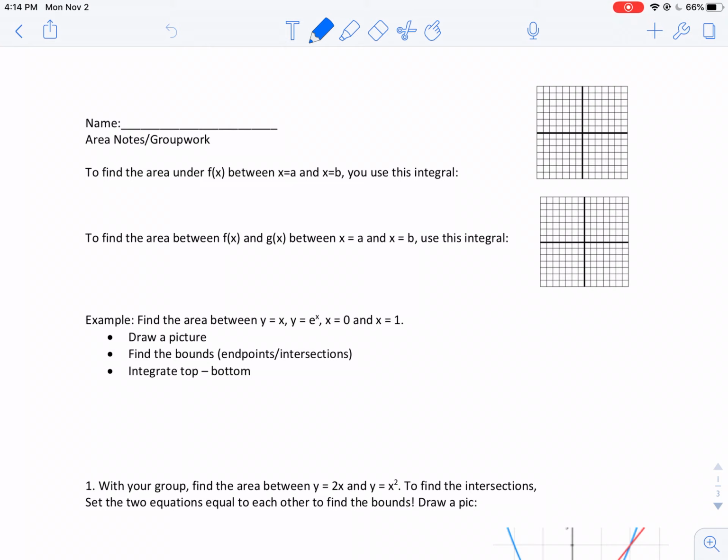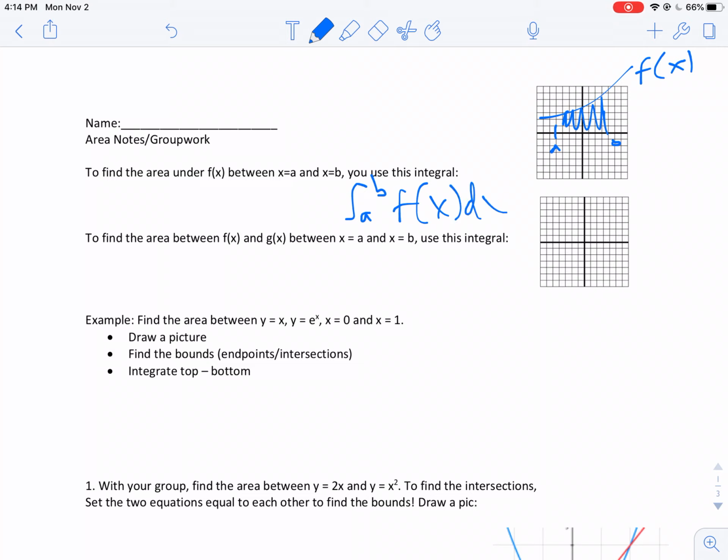Okay, so just to go back and do some basic review, this whole unit is going to be about area and volume. But if you have some function, let's say f of x, and you want to find the area under that function from a to b, we already know how to do that, right? The area from a to b is just the integral from a to b of f of x.